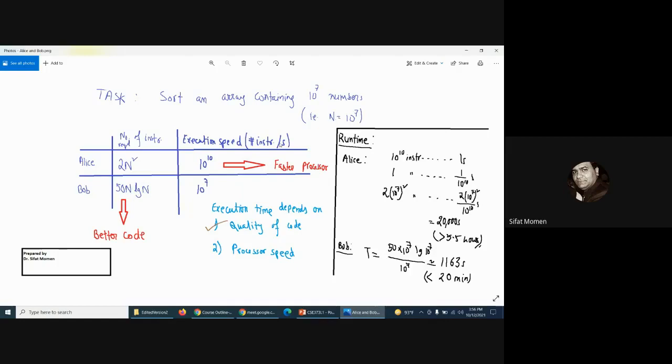You can actually plug in n as 10 to the power 7, and you'll see that this one will be much smaller than this one, right, Nakina? Yeah. So from there we know that Bob has written a better code, right, Nakina?